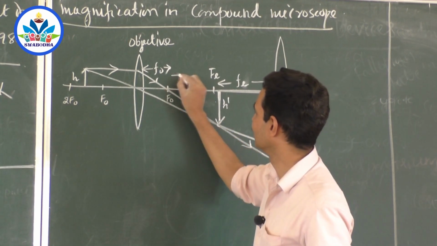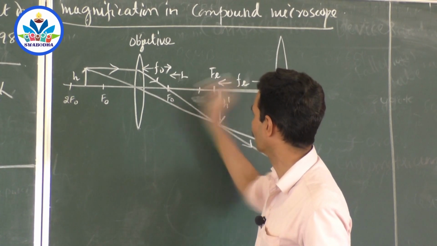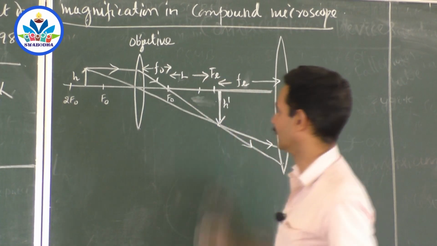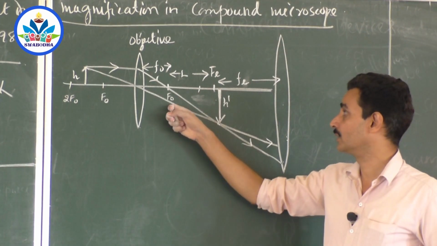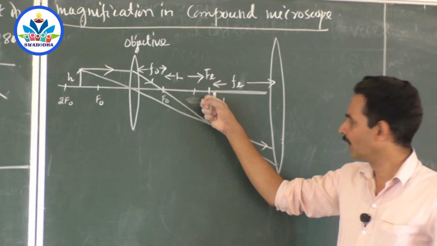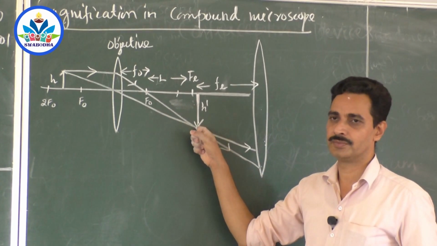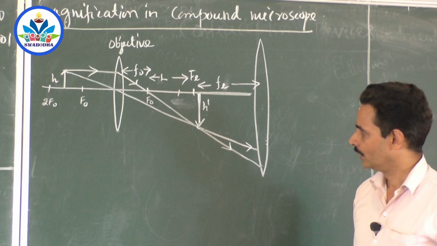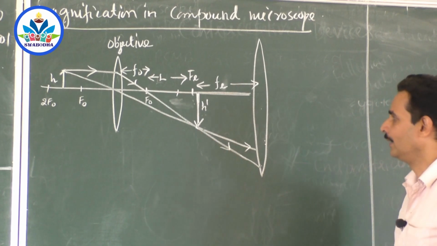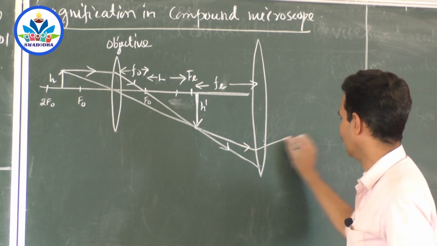Now this distance is called the tube length in a microscope. Let me take this as tube length. It is the distance from the focus of the objective to the focus of the eyepiece, which is very close to the image formed by the objective. This lies just within the focus. So if you take it like this, then of course these two rays will diverge.